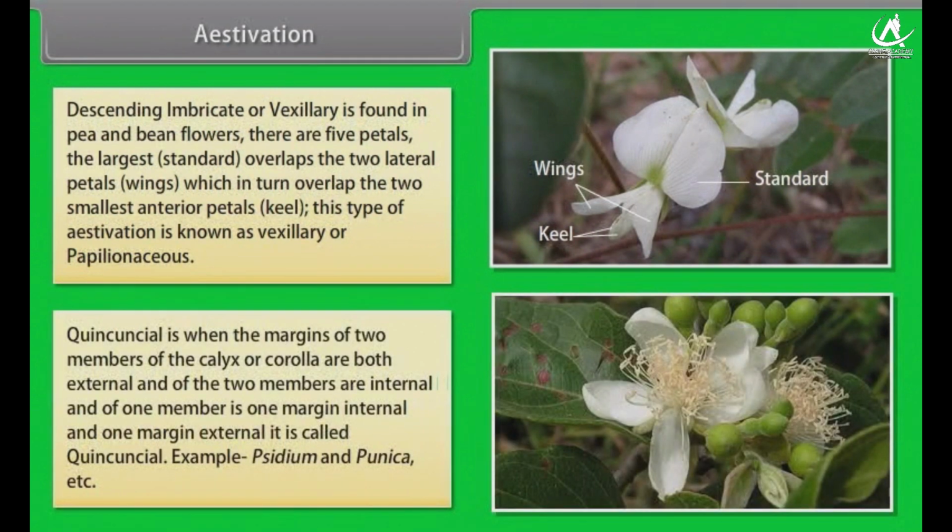Quincuncial is when the margins of 2 members of the calyx or corolla are both external, and of 2 members are both internal, and of one member, one margin is internal and one margin is external. Then it is called quincuncial. Example, Psidium and Punica, etc.